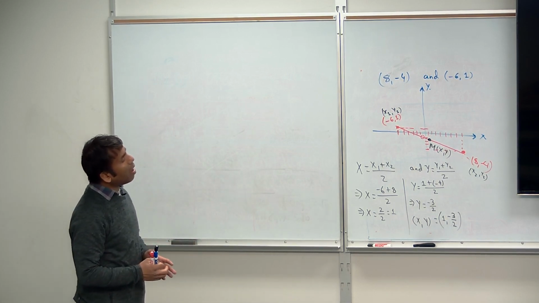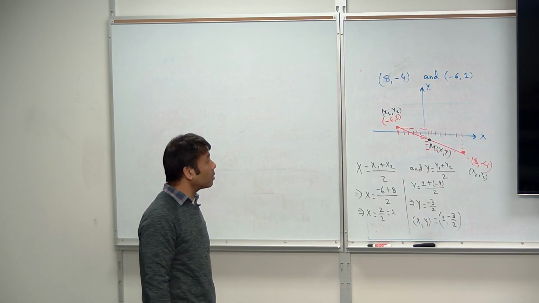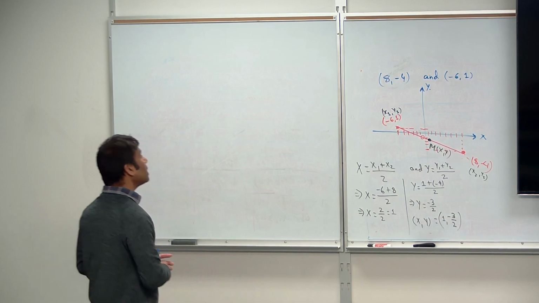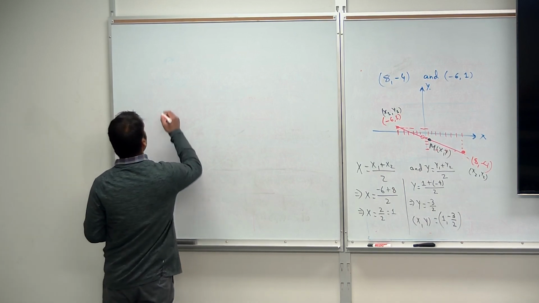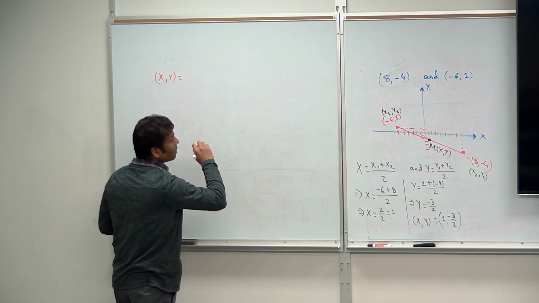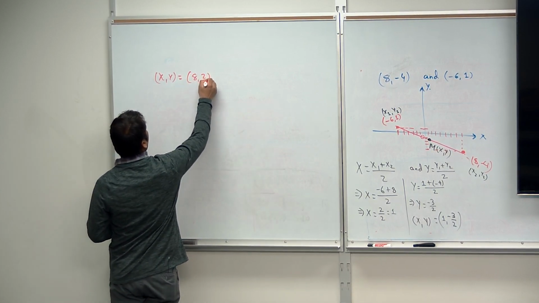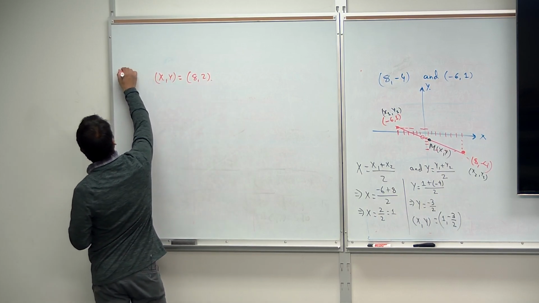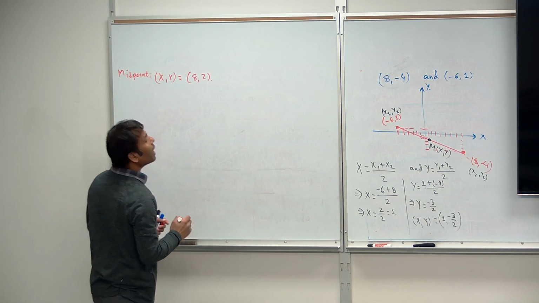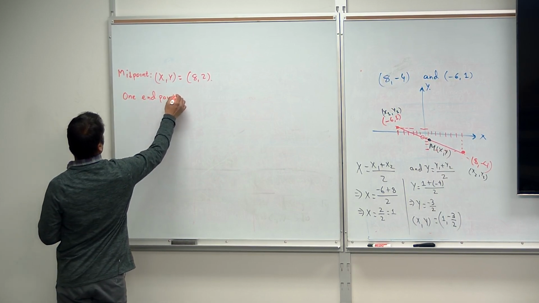Find the coordinates of the other endpoint Q of a segment with one endpoint P negative 6 comma 12 and midpoint M 8 comma 12. So the midpoint is given. The midpoint, which is x comma y, is given. So this is 8 comma negative 2. This is the midpoint, and one endpoint is also given.